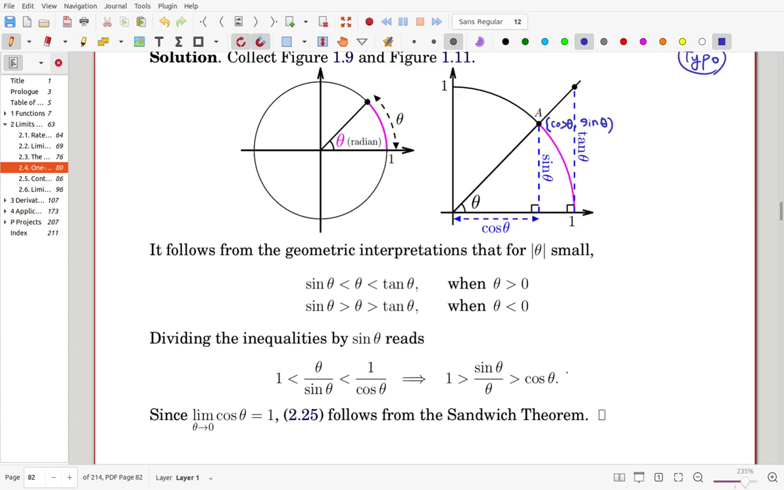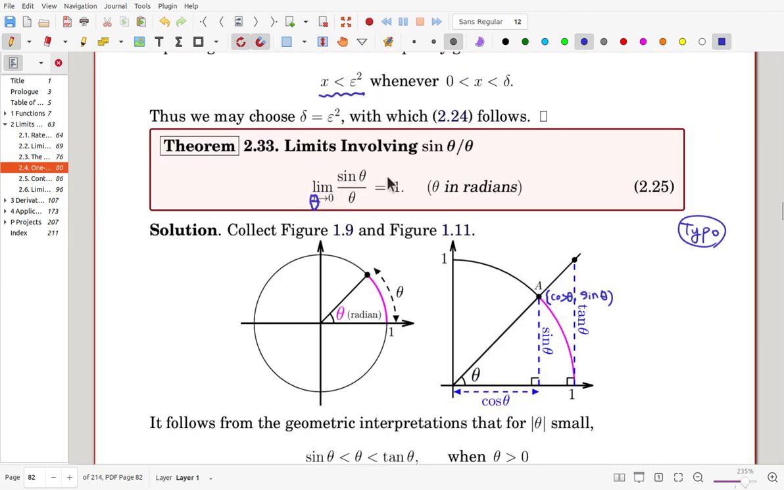Now, here, cosine theta is approaching 1 as theta approaches 0. So by using the sandwich theorem, the upper bound is 1 and the lower bound is approaching 1, so this middle term should approach 1. So we finish the proof here.